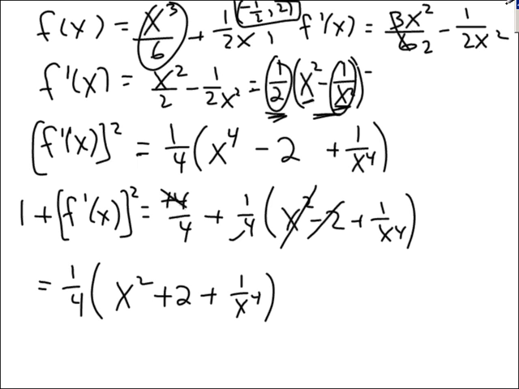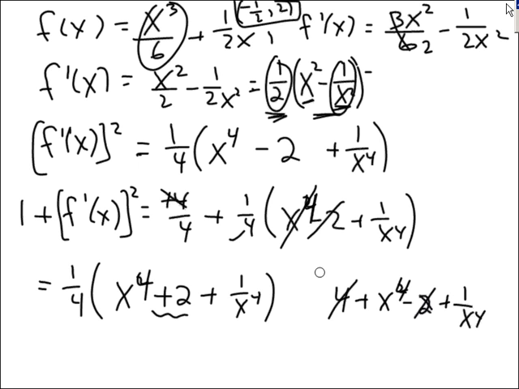When I factor out the quarter, I'm left with 4 plus x to the 4th minus 2 plus 1 over x to the 4th. And I don't mean to say x squared, sorry. I've been meaning to say x to the 4th. And 4 minus 2 is plus 2. And that's just what I wrote.